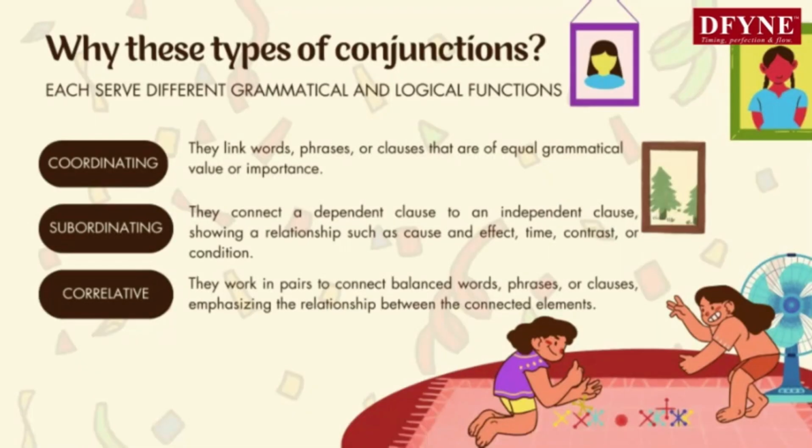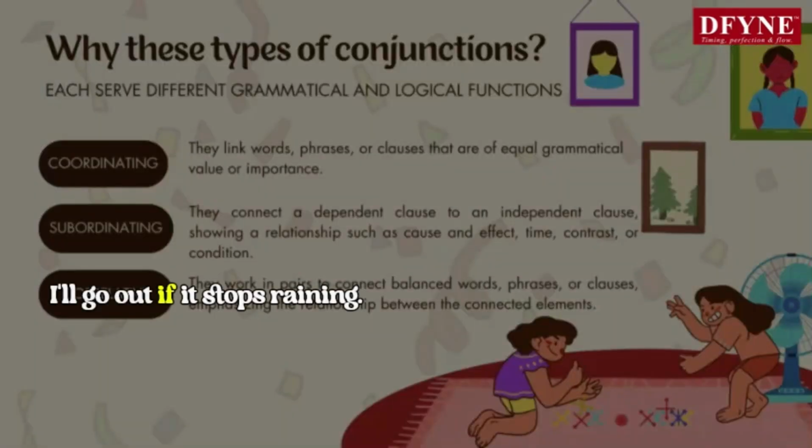Subordinate conjunctions are different. They connect a dependent clause to an independent clause, showing a relationship such as cause and effect, time, contrast, or condition. These conjunctions are useful only when you need to show that one idea is dependent on another, or to clarify the relationship between different parts of a sentence. I'll go out if it stops raining. The clause, if it stops raining, is depending on the main clause to complete an idea.